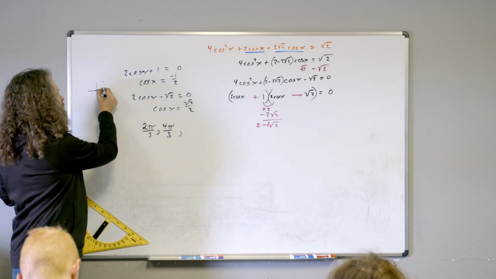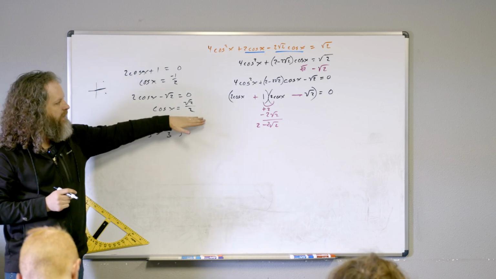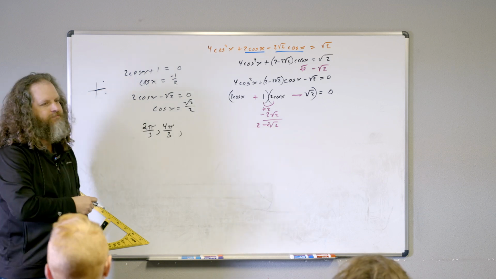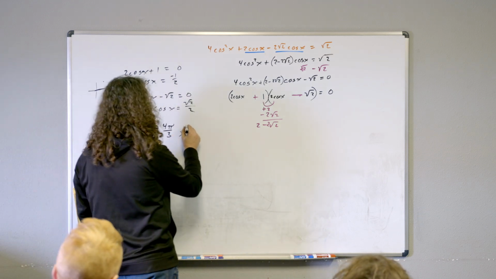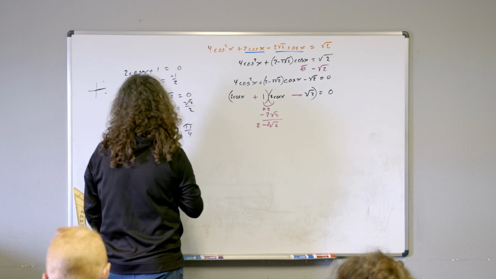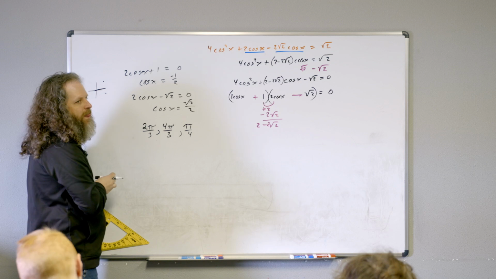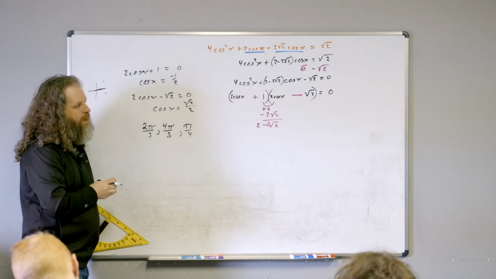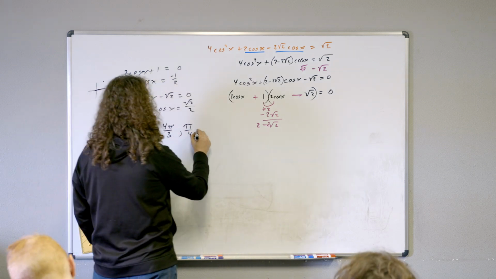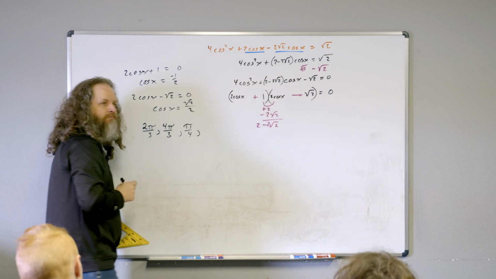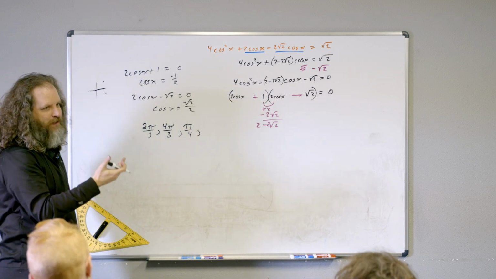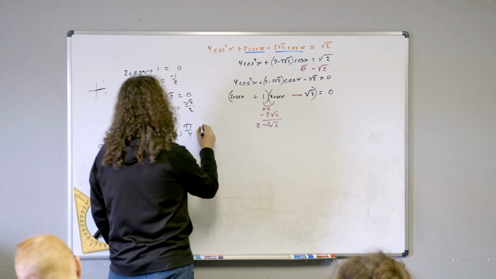The other two, right? Where is cosine square root of 2 over 2? Pi over 4. And then in quadrant 4, what would it be? 7 pi over 4? It'd be 2 pi minus pi over 4, which would be 8 pi over 4 minus pi over 4, which is 7 pi over 4.